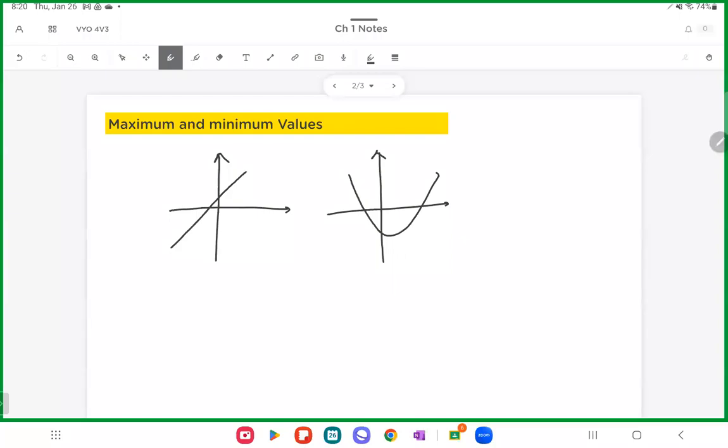Yeah, you sure you are with me? No. You need to draw yourself. I'm not drawing for you. You need to draw yourself.